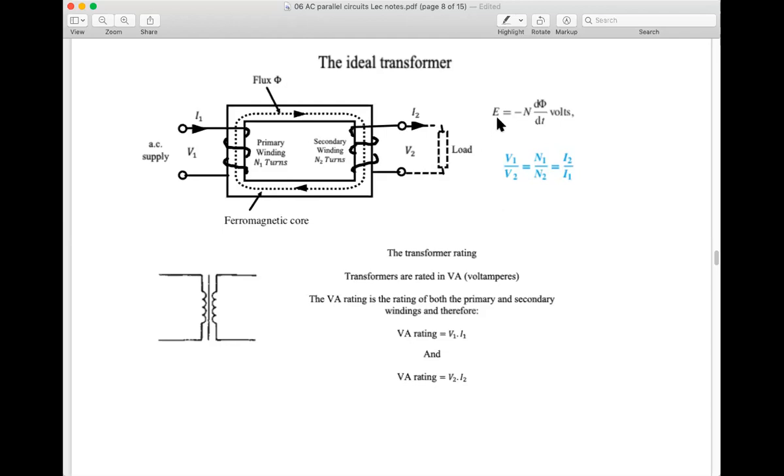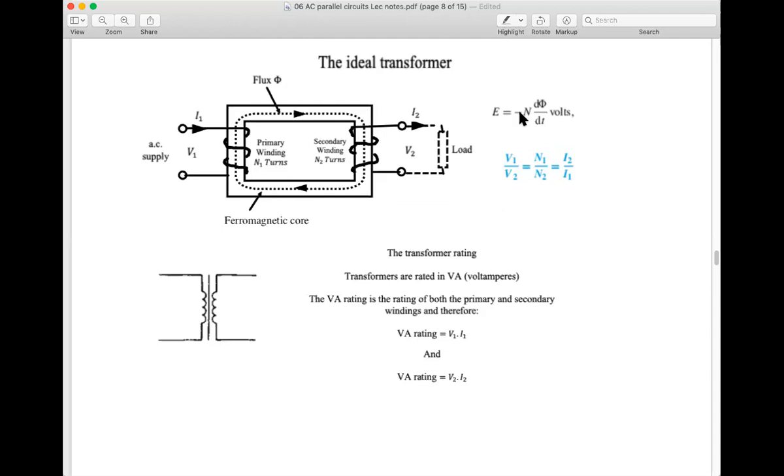The EMF induced in either coil is related to the number of turns you put on the coil multiplied by the rate of change of flux. So the faster that flux changes, the more voltage you get. The negative sign is dealing with Lenz's law: the induced current or the induced voltage opposes the change that's causing it.